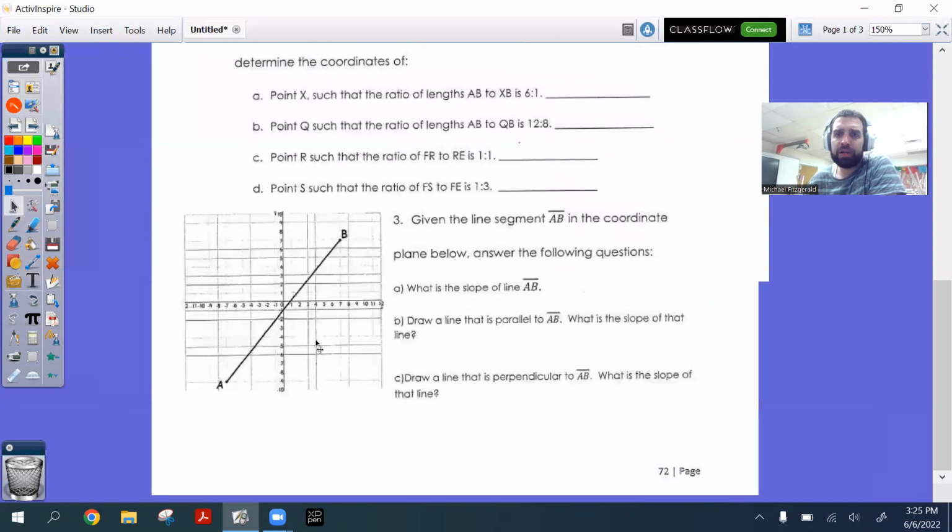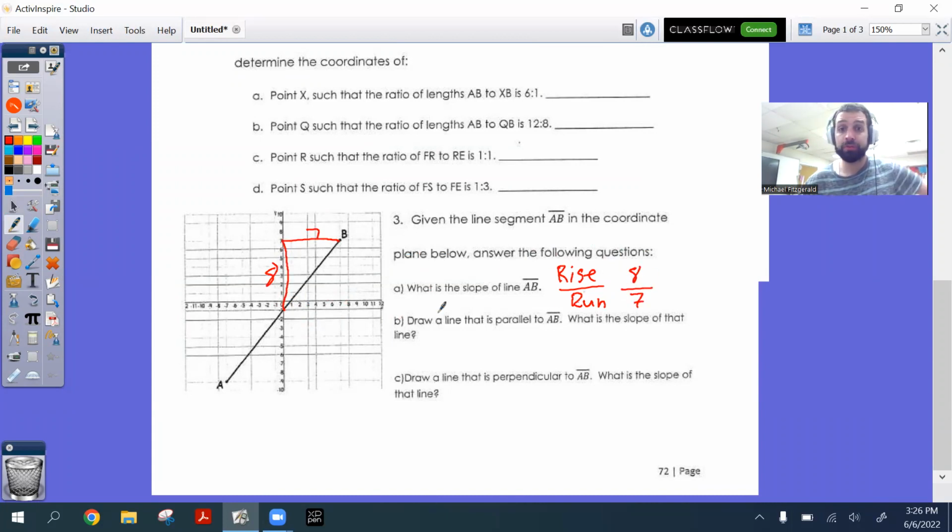All right, given the line segment AB below, answer the following questions. What is the slope of AB? Well, slope is just rise over run, remember? And this slope, I'm having trouble counting now. If we were to draw a slope triangle to do that, you'd go up 8 and over 7. So it'd be 8 over 7.